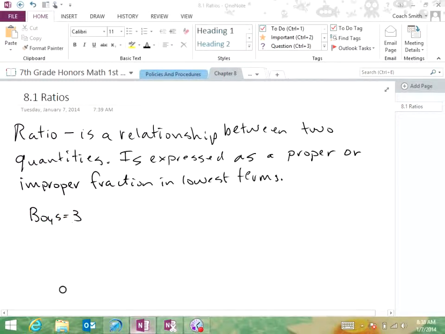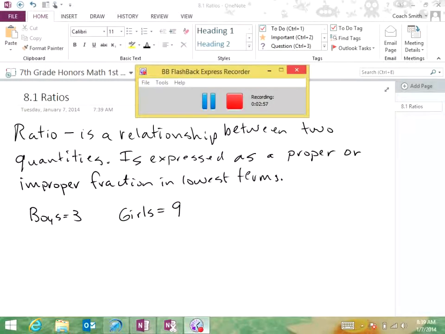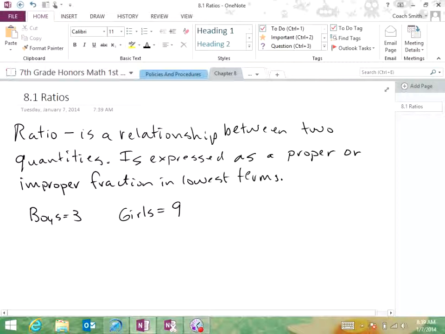And we have how many girls? 9. Okay? So, if I want to know the ratio of boys to girls, well that would be 3 to 9. That's one way that you can express a ratio. Okay, this right here is one way.